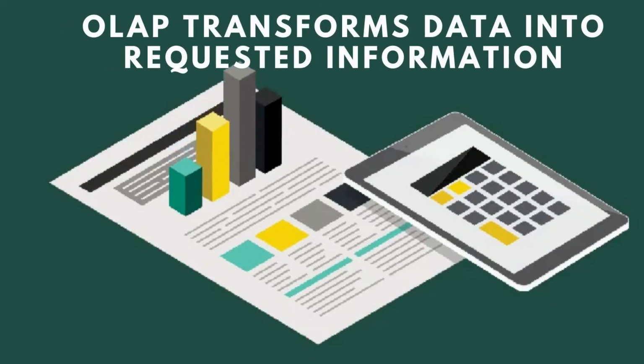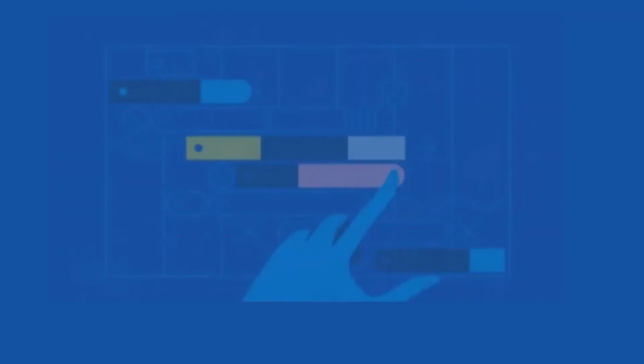Another example is that a CFO might want to report on their company's financial data by location, month, or product. These elements will make up the dimensions of the OLAP cube, providing ways to transform that data into the requested information. It will also enable the CFO to create a customized financial report quickly and easily.